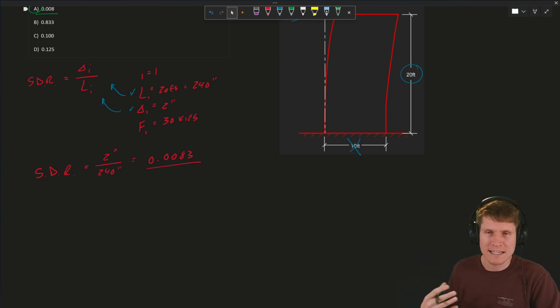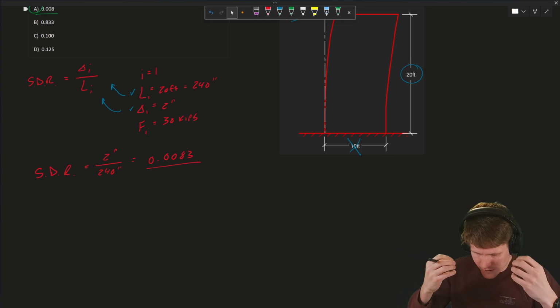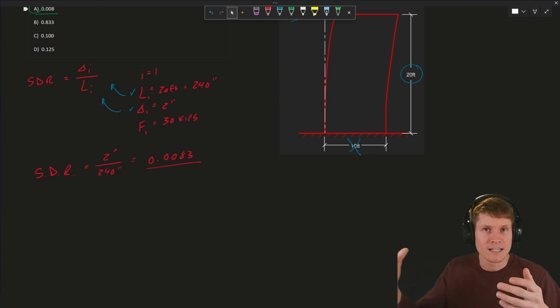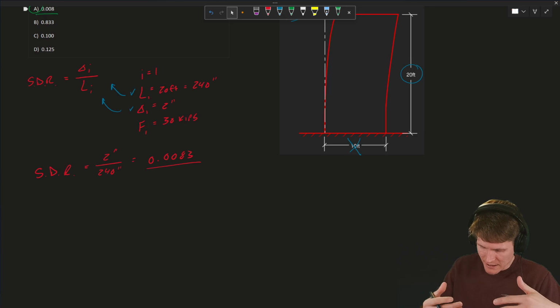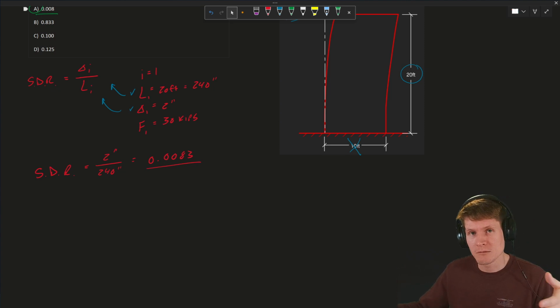I personally like inches because it's a real number to me. So I can visualize in my head, okay, my building is only permitted to move 8 inches total. And when I did my calculations, I can see that my total story displacement is 6 inches. 6 inches is less than 8 inches, so I'm okay and I can move on.